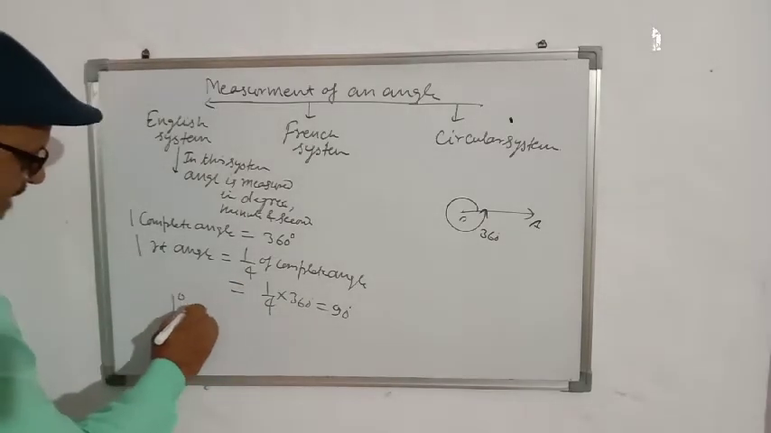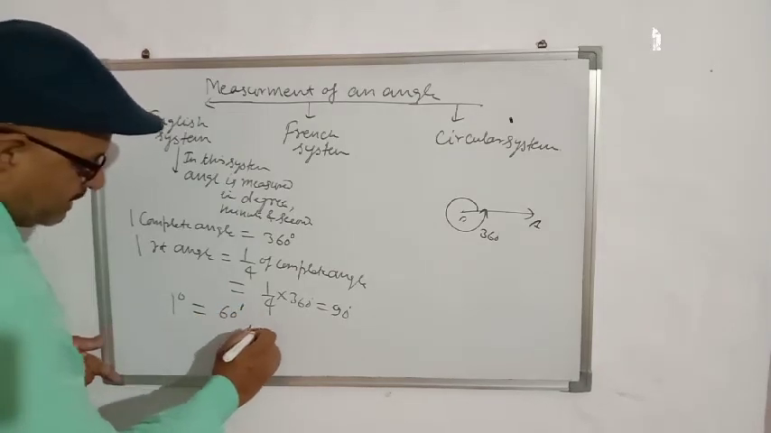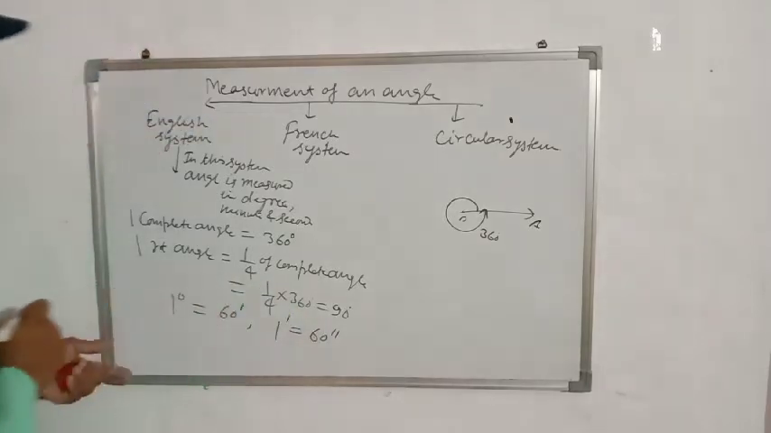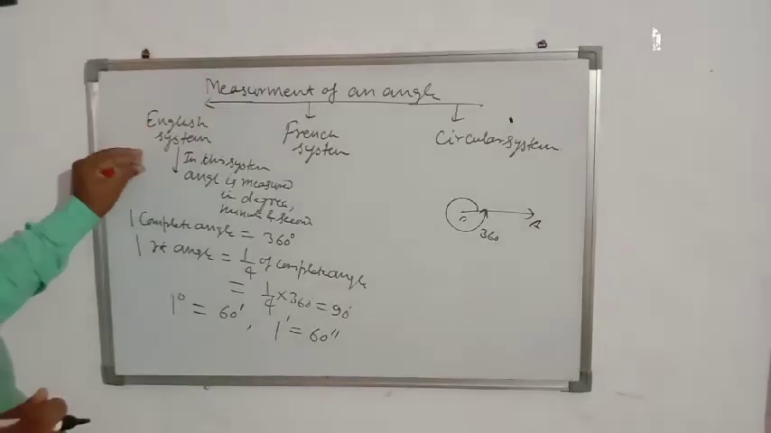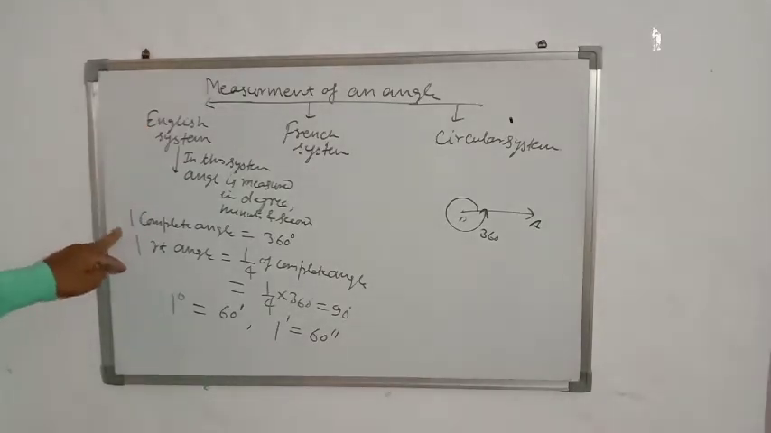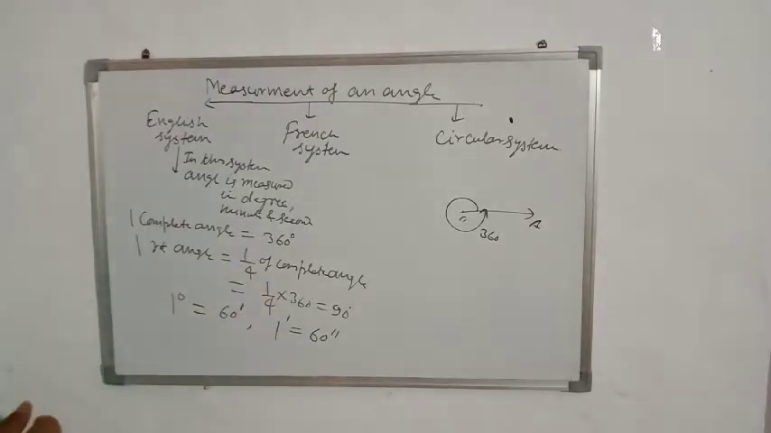And 1 degree is equal to 60 minute. This is the symbol of minute. And 1 minute is equal to 60 second. So in the English system, we measure the angle in degree.